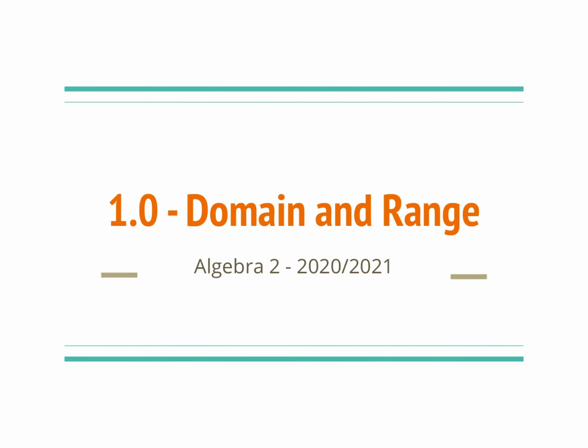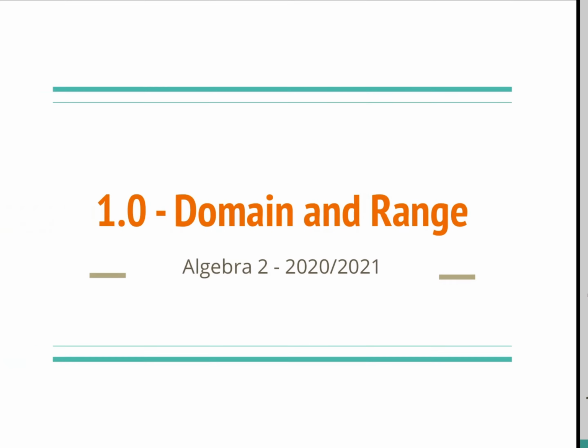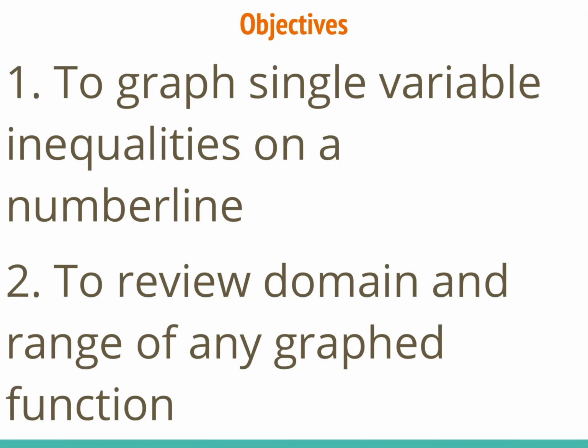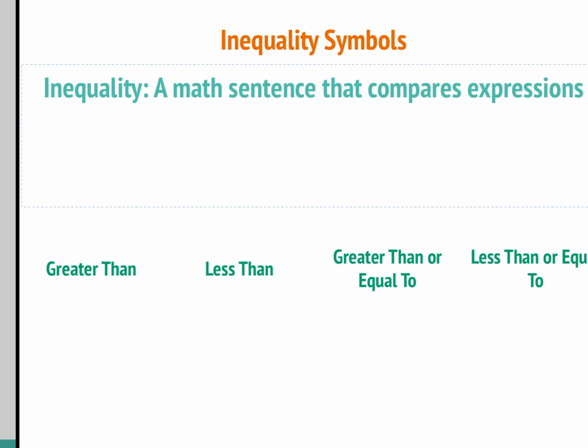Okay, so this first video is going to be 1.0 domain and range, and it should feel like a review. Now, after I go with the title, I jump right into the objectives. So our first objective is to graph single variable inequalities on a number line, and our second objective is to review domain and range of any graphed function. Now, the first one is a review to get us into the second one.